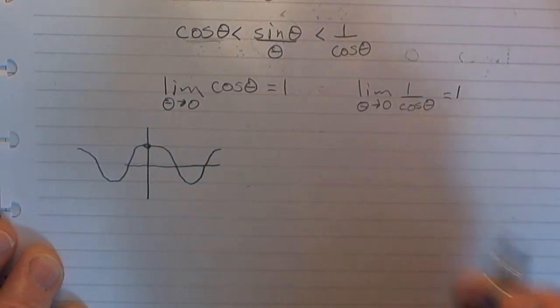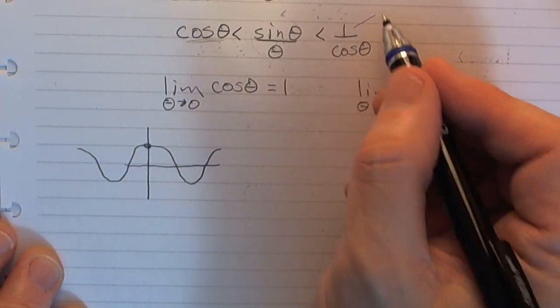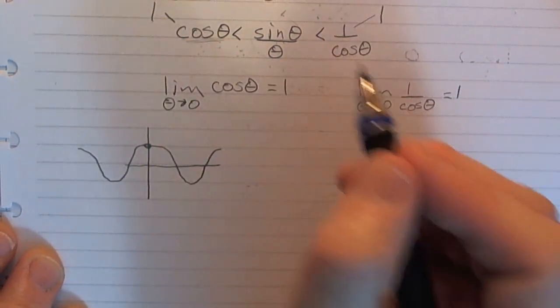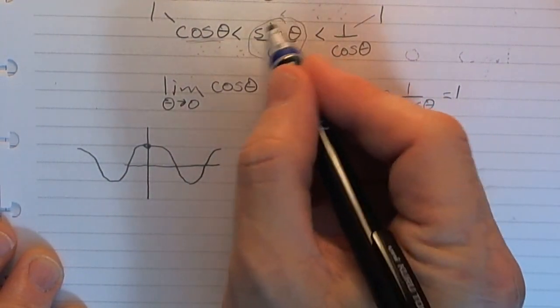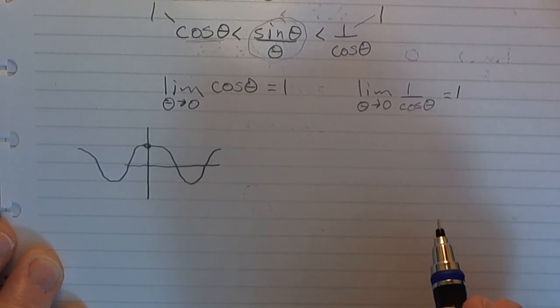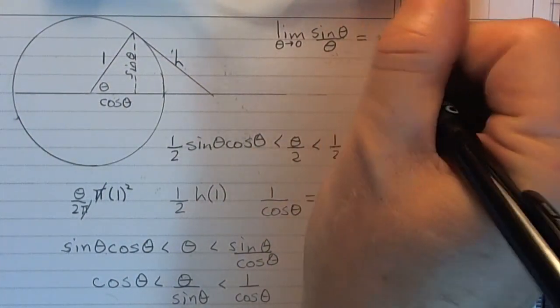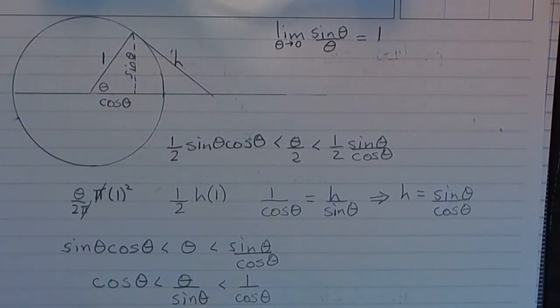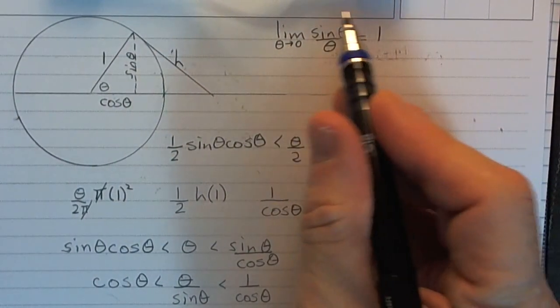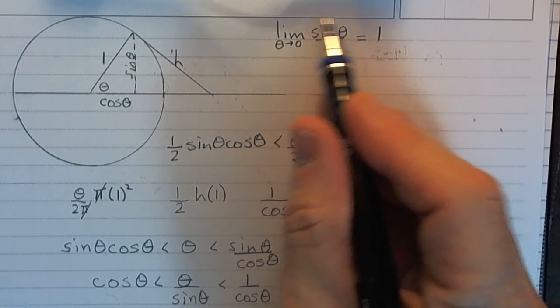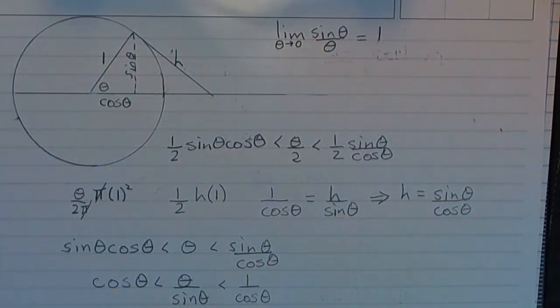So what we have here is this limit is 1, this limit is 1, and this one is squeezed in between. So by the squeeze theorem, we can now conclude that this limit is 1. And this is a limit that you're going to want to memorize. This is a celebrity limit, very famous. We're going to use it a lot.